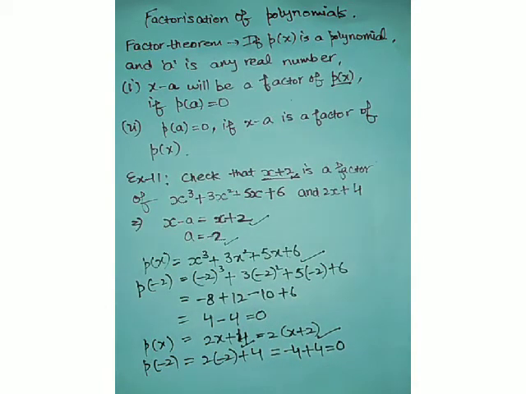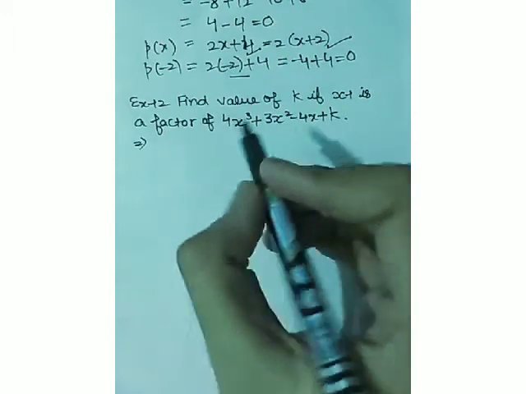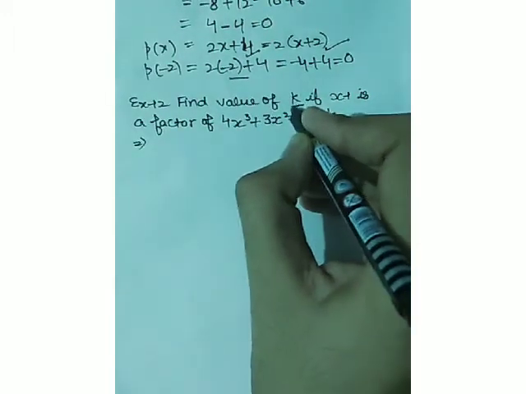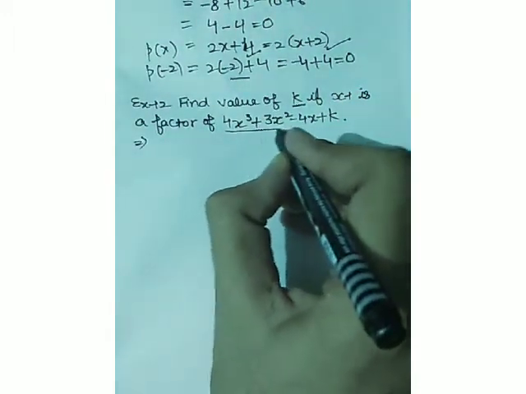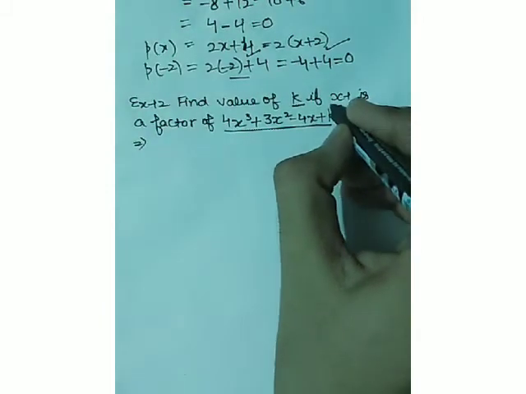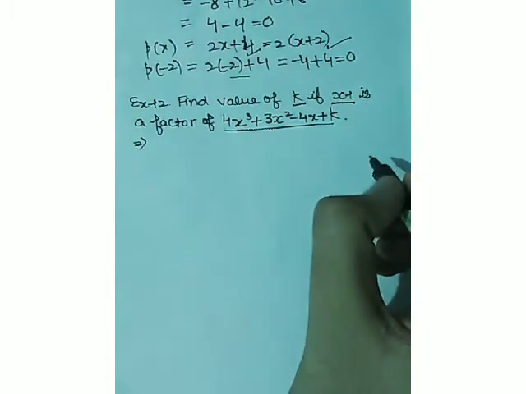Let's move to the next example. In our next example, we have to find the value of k, and one polynomial is given, and also it's given that x minus 1 is a factor of this polynomial.